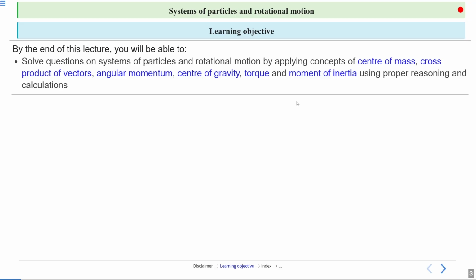Learning objective. By the end of this lecture, you will be able to solve questions on system of particles and rotational motion by applying concepts of center of mass, cross product of vectors, angular momentum, center of gravity, torque, and moment of inertia using proper reasoning and calculations. Alright.